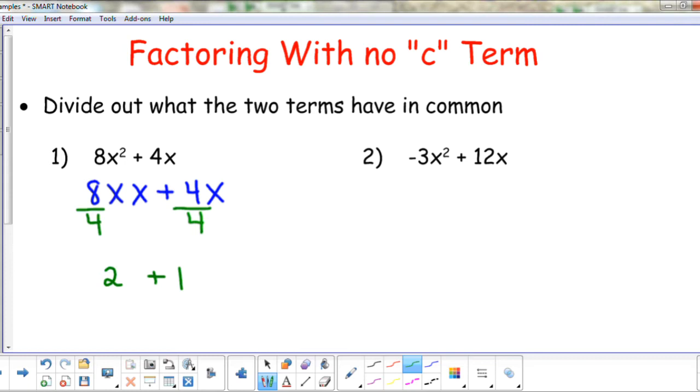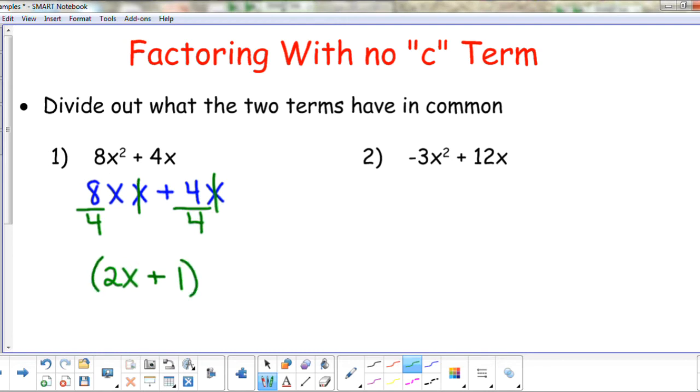I also want to consider my x's. So the first term has 2 x's and the second term has 1x. So they each share an x, so I'm going to take an x away from both. So I'm going to be left with a 2x plus 1.